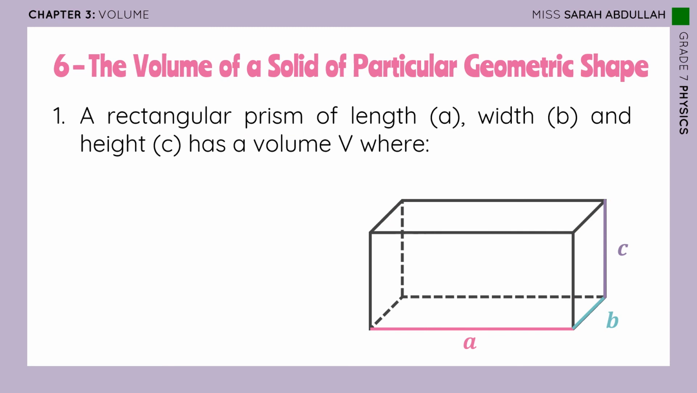Usually it has a length, A, you can see the length of it. You have a width, B, and you have a height, which is C. So we have three different values. To find the volume of this rectangular prism, it is simply A times B times C. So I multiply A by B and then by C.